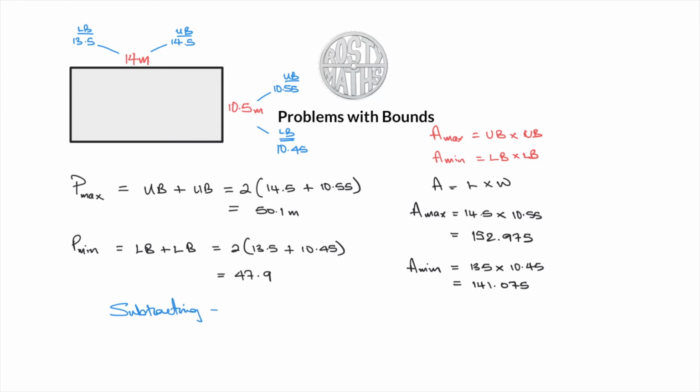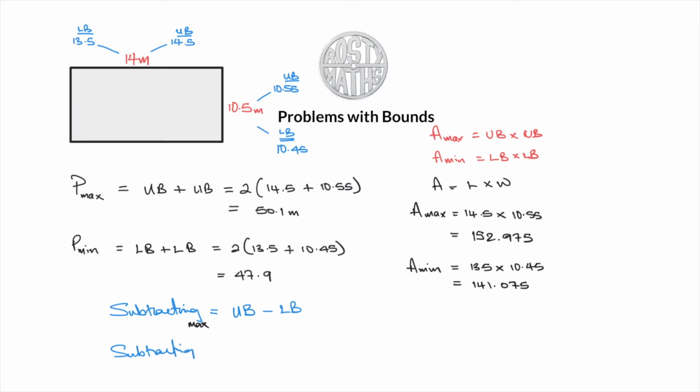And if I'm subtracting and I want the biggest possible answer I can get, then I need the biggest possible number, upper bound, take away the smallest possible number, which is my lower bound. So this is going to be for the maximum for subtracting.